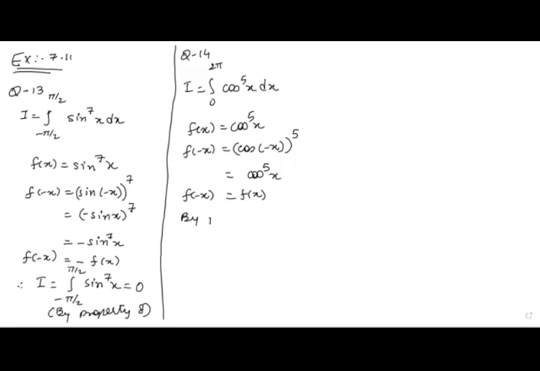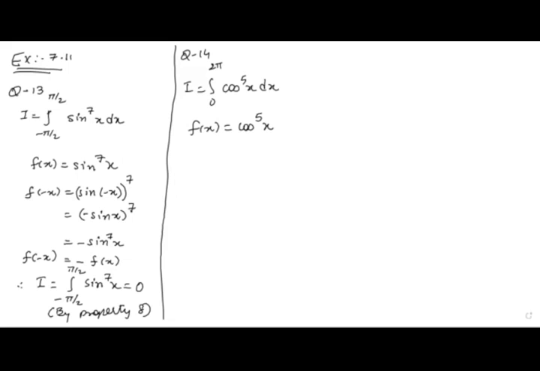So by property 8, I can write this... no, we will not take it as minus x, sorry, but we will go for property 7 over here, not property 8. So I will replace this x by a minus x, that is 2 pi minus x.